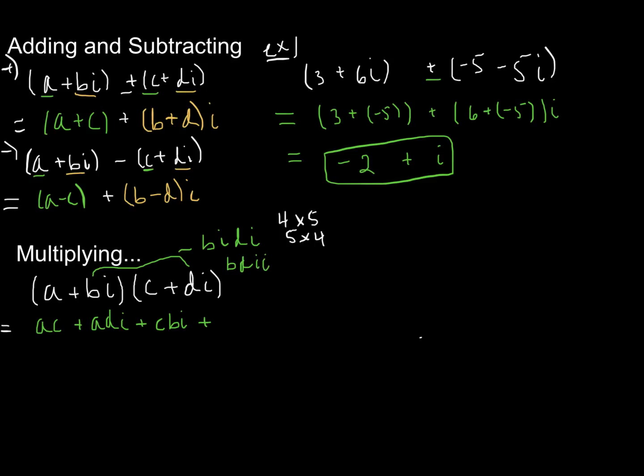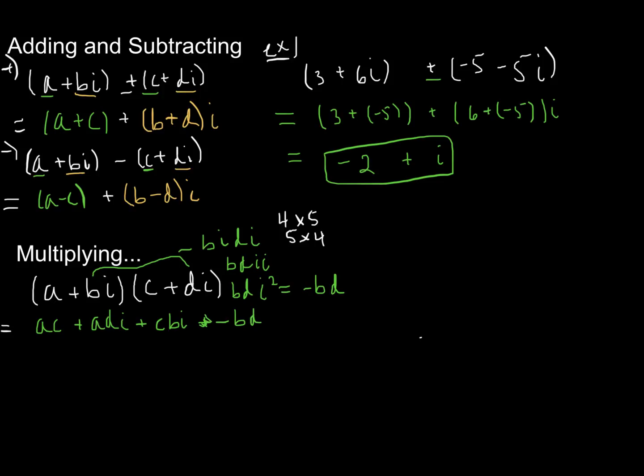Okay, well, what's i times i? i times i is something times itself, so it's i squared. We still have b times d. Well, what's i squared? Go back to your definition and remind yourself that i squared is simply negative 1. And so this value here becomes b times d times negative 1, which is negative b times d. So over here, I have negative b times d.